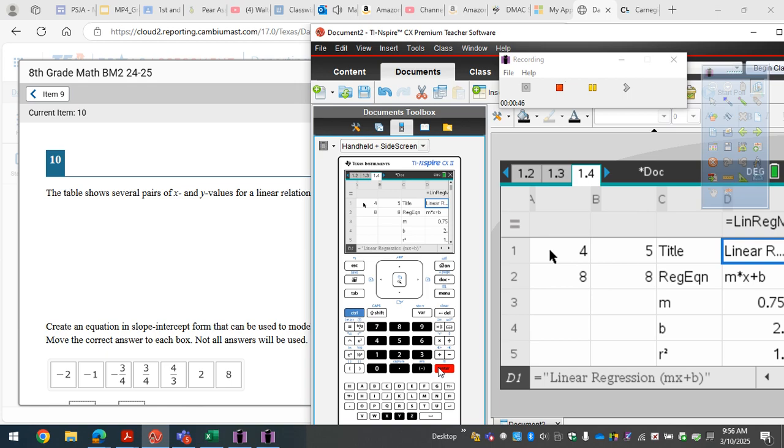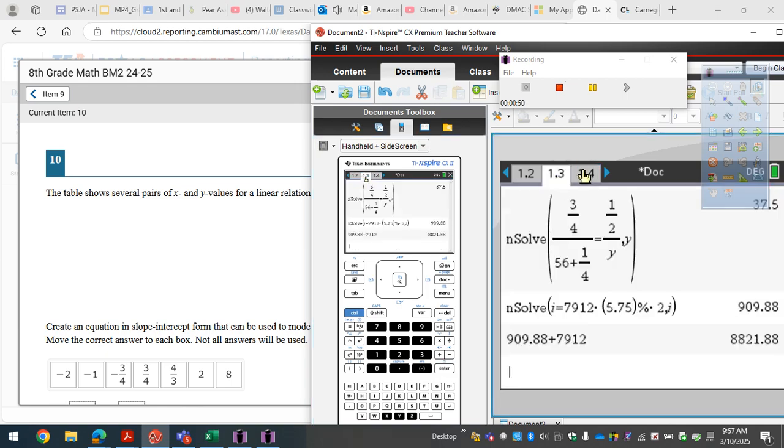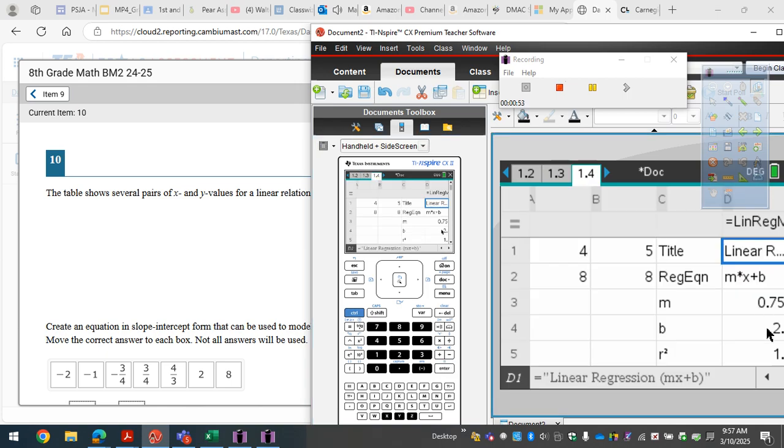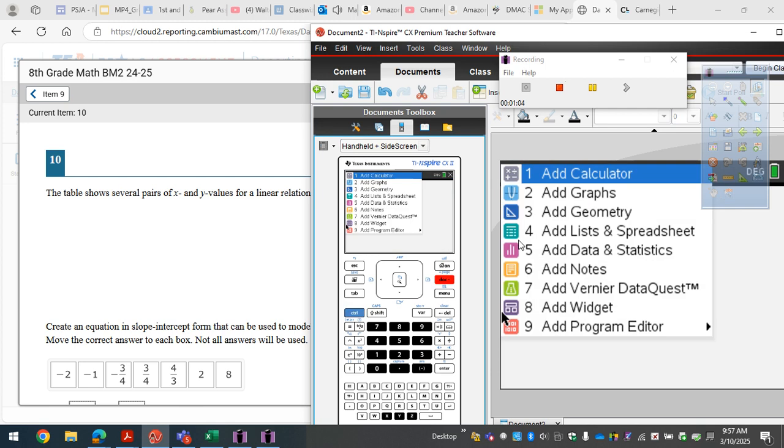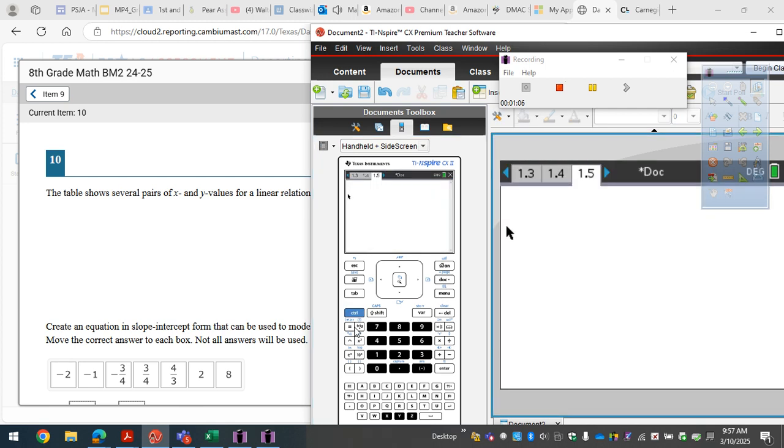So for me, I know this stuff already, as 3/4 and 2. So I say 3/4 and 2. But just in case you forgot how to do this, you can convert this to a fraction using the calculator. So I'm going to go here to Control C. I want to add a document, calculator, Control V.